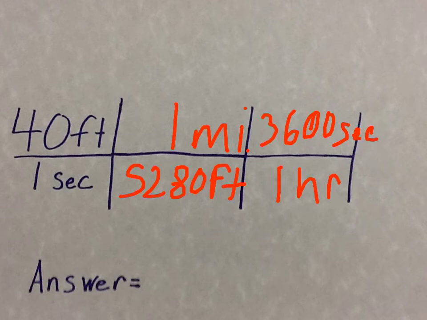Okay, I'm going to start with the miles and the feet one. The feet, like I said, will cross out because one feet's on the top and one feet's on the bottom. And the greatest common factor of 40 and 5,280 is 40. So 5,280 divided by 40 equals 132. And 40 divided by 40 is 1.